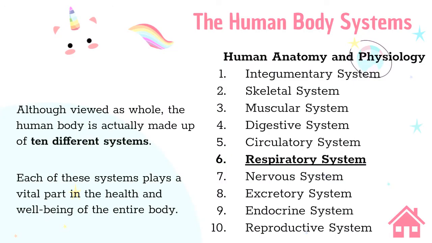Although viewed as a whole, the human body is actually made up of 10 different systems. Each of these systems plays a vital part in the health and well-being of the entire body. In this video, we are going to focus on the respiratory system.